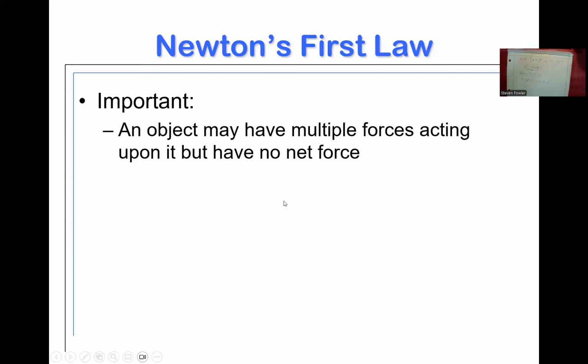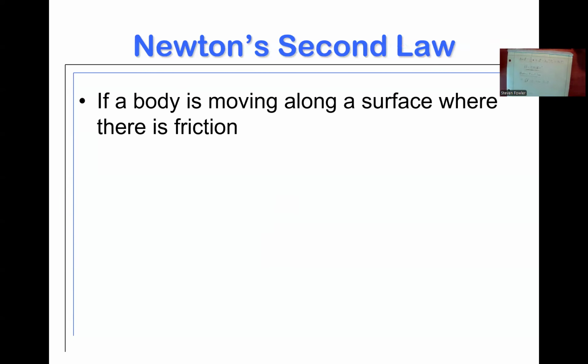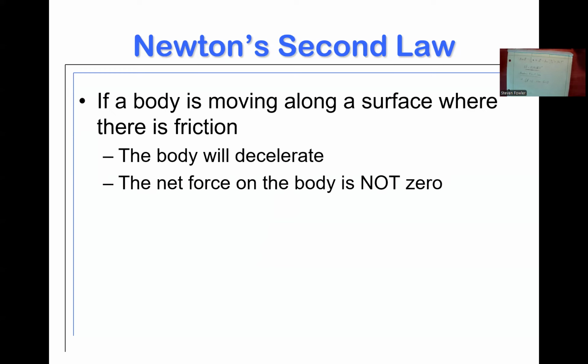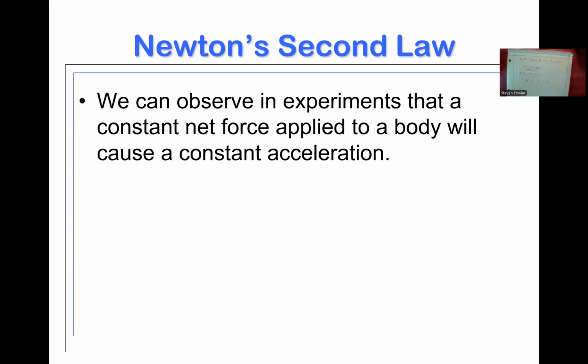Right, so if we continue on from there, Newton's second law. If a body is moving along a surface where there is, in fact, friction, we've already talked about this, the body is going to decelerate. That friction is going to oppose the motion. The friction is going to basically slow the box down. If there's not enough force to overcome that friction, that object's just going to slow down. That's because you have that friction force causing a non-zero net force, decreasing the motion. So that tells us something about where we're headed here.